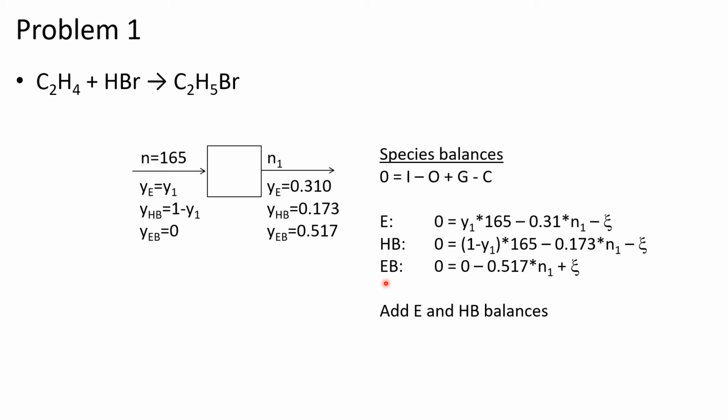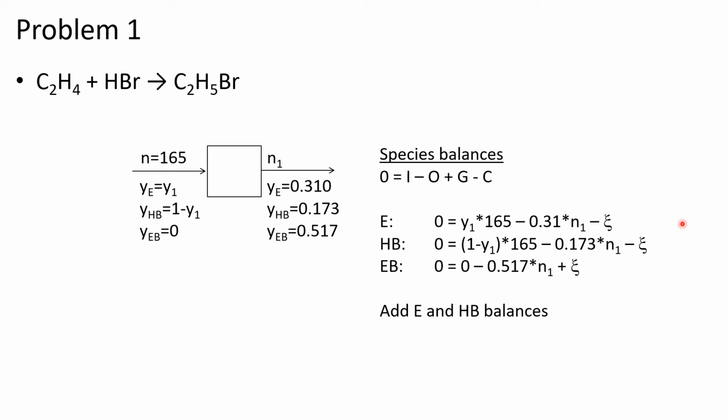Last, we'll look at the ethyl bromide. For the ethyl bromide, we're going to say 0 is equal to what comes in. There's no ethyl bromide in the inlet. We'll subtract off what comes out. Once again, it's the fraction from below, which is 0.517 times the amount above, which is N1. So I have 0 minus 0.517 times N1. And then we'll add the generation minus consumption term, which from the previous slide we know is a plus xi.